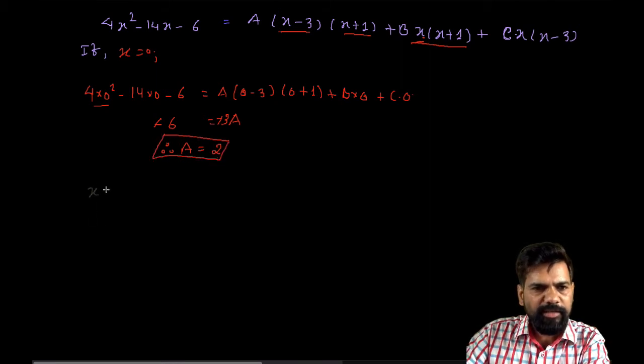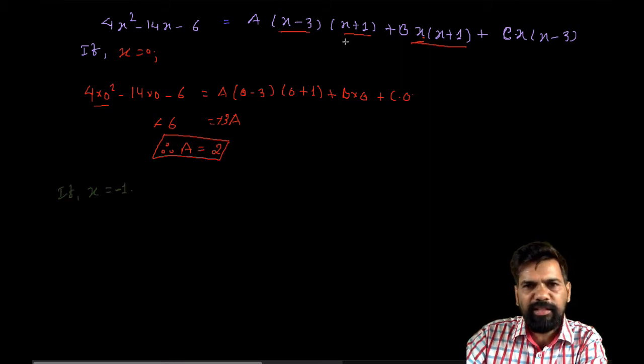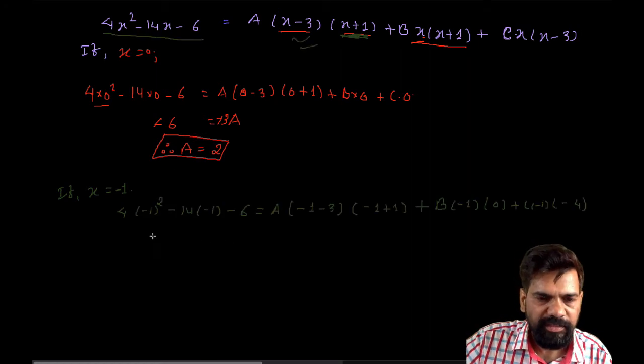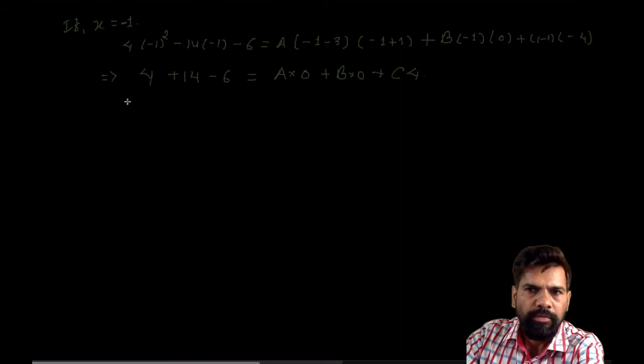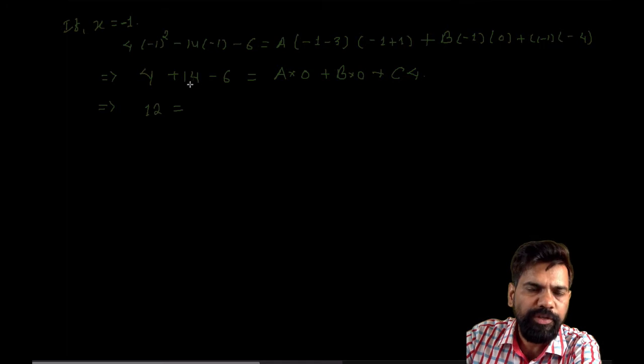Similarly, when we put x equal to minus 1, then we will have 0 from here. What is the result? It implies that 4 plus 14 minus 6 is equal to, 4 plus 14 is 18, 18 minus 6 is 12, is equal to 4 times C. That is, C is equal to 3.